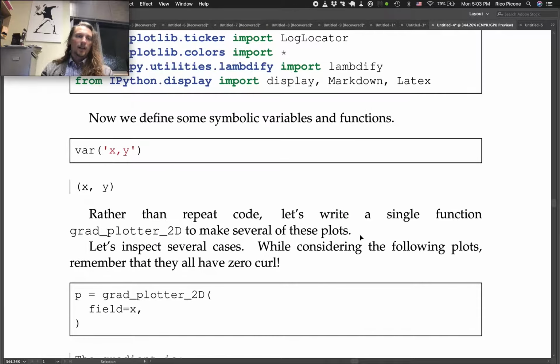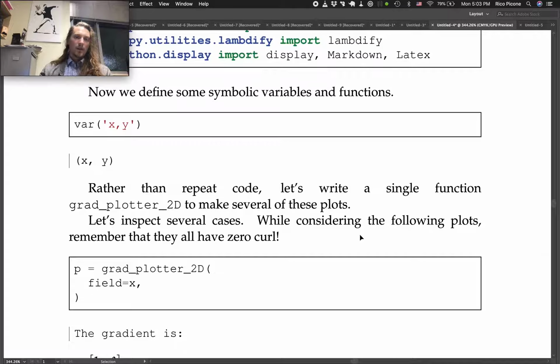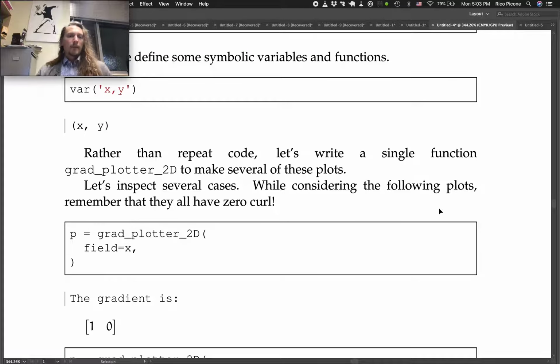Online, this actually has the function that I use to do the plots with, so check that out. It's done in SymPy and NumPy.